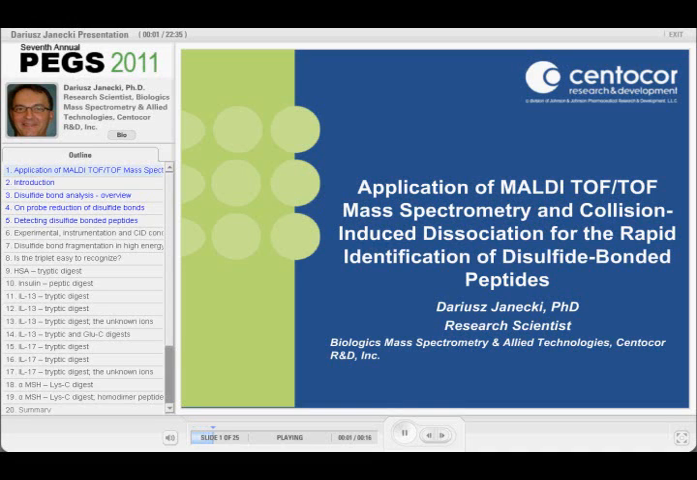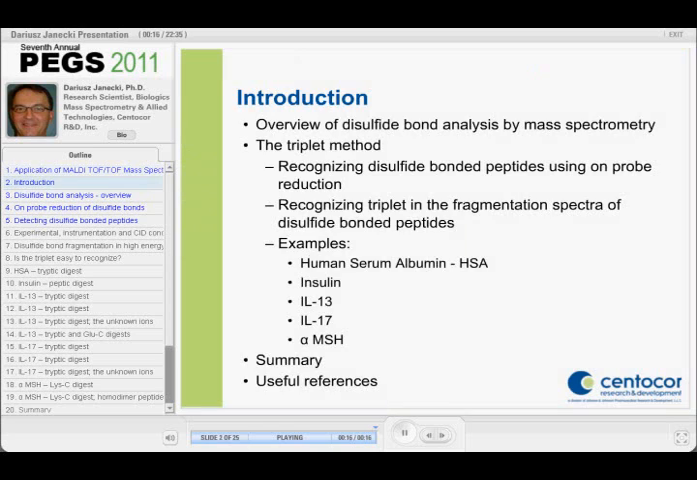So I'm going to switch gears a little bit, talk about another structural feature of proteins and peptides in our drug discovery, and talk about disulfide bonds and analysis of those using mass spectrometry. I'll talk just briefly about doing the disulfide bond mapping using mass spectrometry, and then I'll focus on something that we've been doing in the lab, generally what's called the triplet method, looking at the symmetric and asymmetric fragmentation of the disulfide bond using high energy CID.